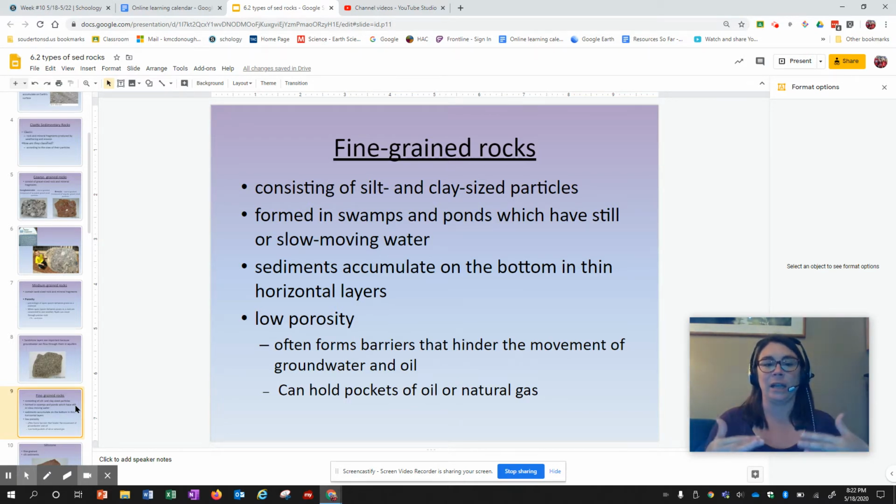So as it's settling out of water, it's going to pile up into this really fine grained rock, and this happens in swamps. So it's going to have very low porosity. Instead of, like sandstone, allowing water and things to flow through it, it's actually going to hold pockets of oil and natural gas. So we look to fine grained sedimentary rocks when we're looking for oil or natural gas.